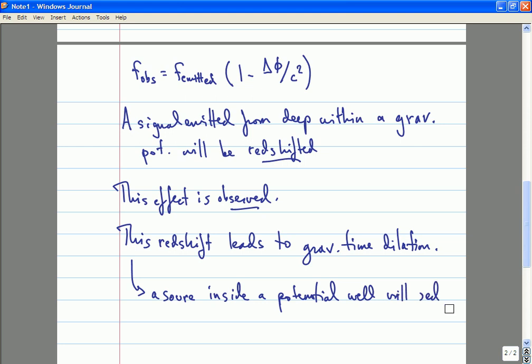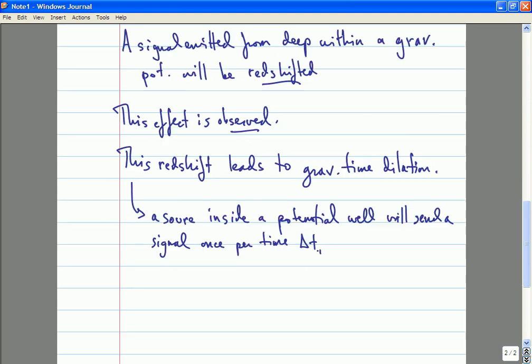God, I'm not spelling very well today. Once per some time, say delta t1, or let's call it delta t emitted, which will not be the same as the time interval between which the signals will be received.